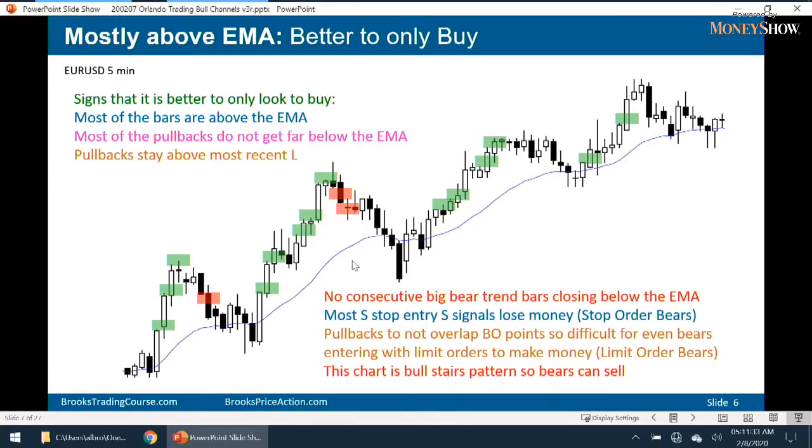Also, I always pay attention to trend bars, especially consecutive strong trend bars. If I'm in a bull trend and I start to see big bear bars like this, I do not want to see a second consecutive big bear bar. Because if you start to get the bears controlling 2, 3, 4 bars in a row, they're taking control over the market. And so if you're not seeing consecutive big bear trend bars, it's usually better. It's usually easier to make money only looking to buy.